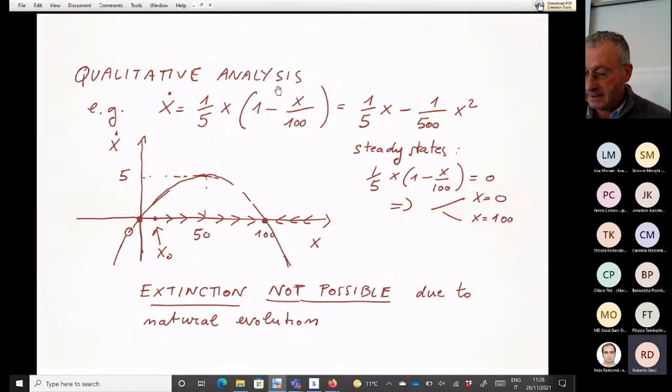Because in this case, we have 1 here, and 1 minus 1 is 0. So the logistic model has two steady states. One is 0, and one is the carrying capacity, very simple, 100 in this example. We see from the phase diagram that extinction is not possible due to natural evolution, because if we start with a positive x0, the final outcome will be the carrying capacity.